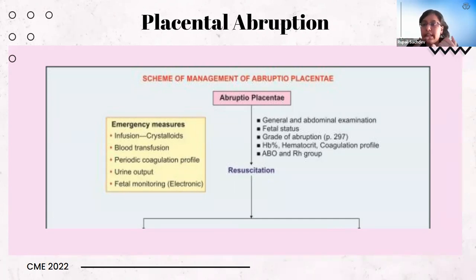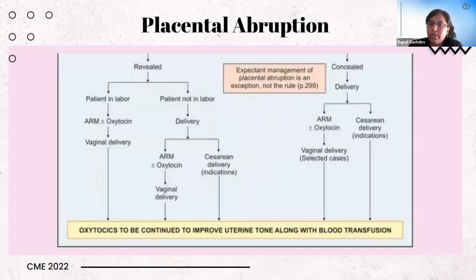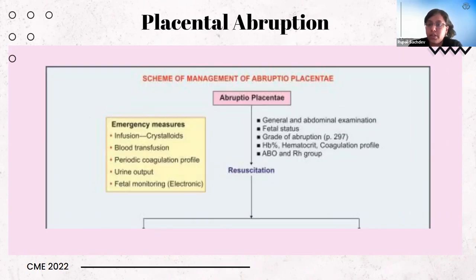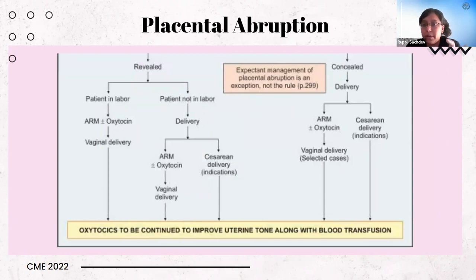Emergency measures, obviously insert two large bore IVs. You give them crystalloids. You might have to do a blood transfusion. You have to constantly keep checking their urine output to check if the hydration is proper or not, and fetal monitoring. Once you've resuscitated the patient, you check for the kind of abruption.